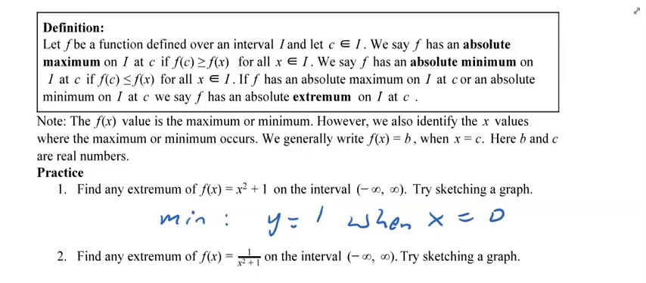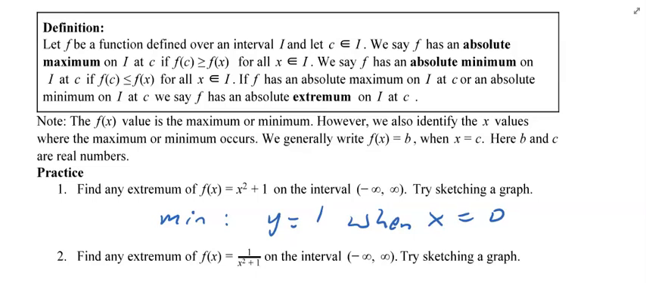We generally write x is equal to b where x equals c, or we can write at x equals c, or we can say y is equal to b at x equals c. And here c and b are real numbers.